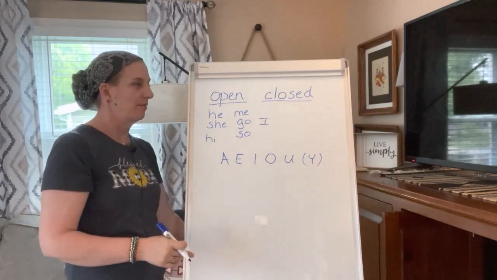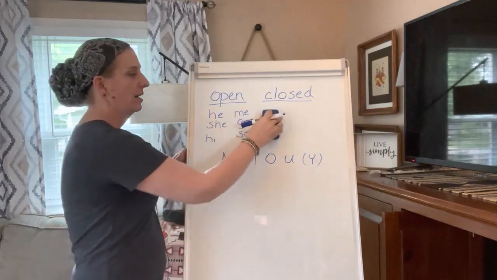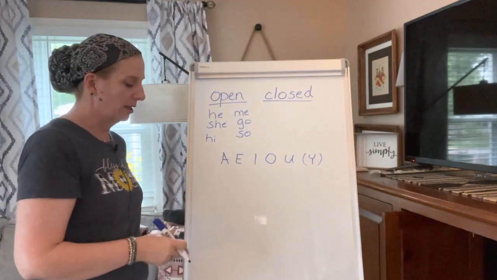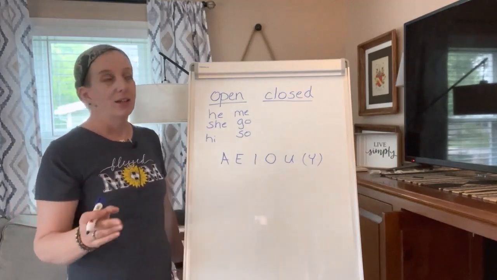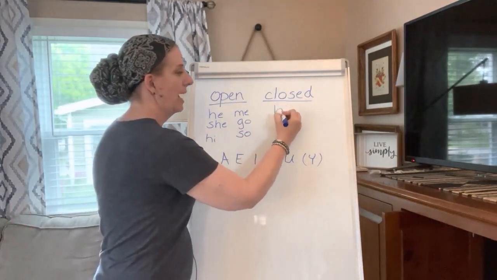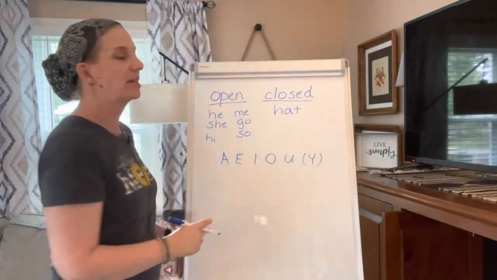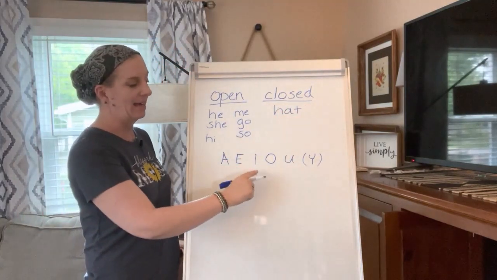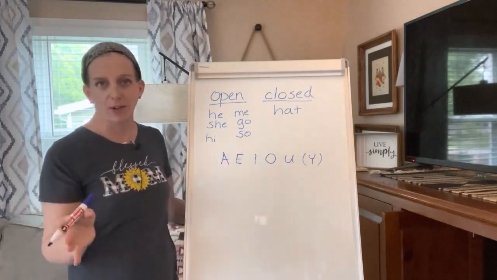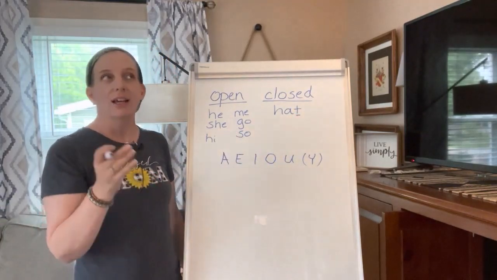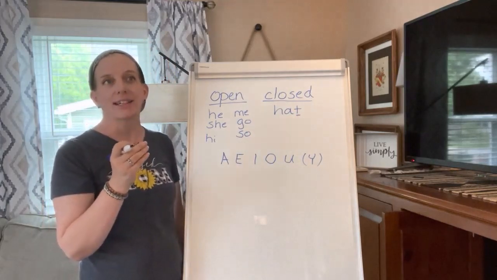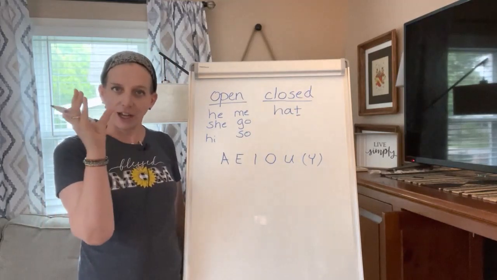Now let me erase some of those real quick. And let's talk about closed syllables. Closed syllables have a consonant at the end. So let me think of hat. Now these are using some different vowel sounds like a, but either way, whatever vowel sound is there, there's a consonant at the end that closes it. So when you say a consonant like hat, it kind of makes a sound that closes it.